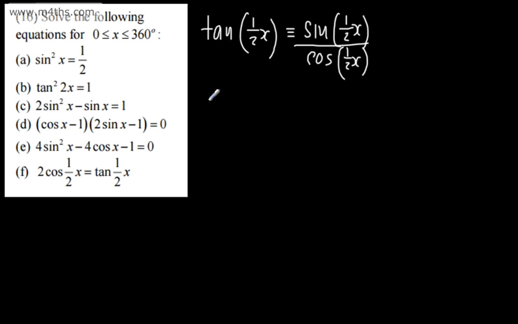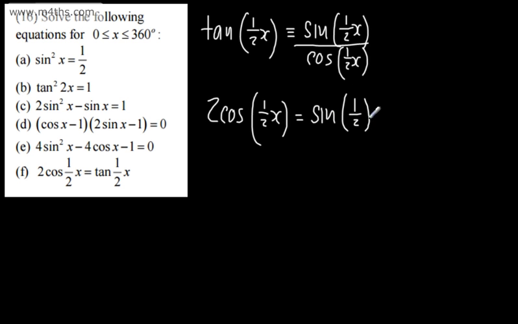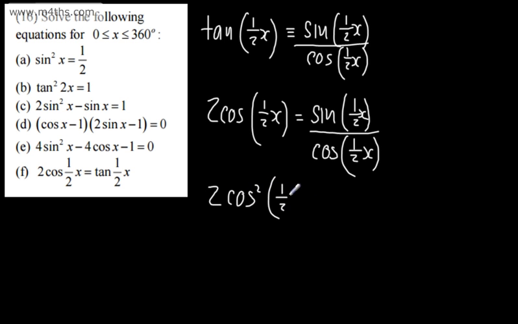So what I've now got is the following. I've got 2 cos of 1/2 x is going to be equal to sine of 1/2 x over cos of 1/2 x. What I'm going to do at this stage is multiply through by cos of 1/2 x. If we multiply cos of 1/2 x by cos of 1/2 x, what we're going to get is cos squared of 1/2 x. So that is what we have, and that is equal to sine of 1/2 x.